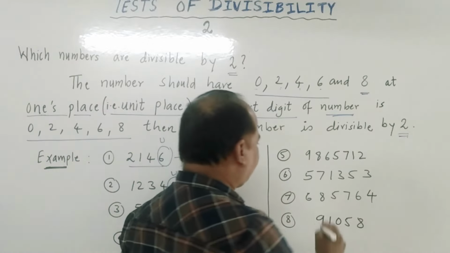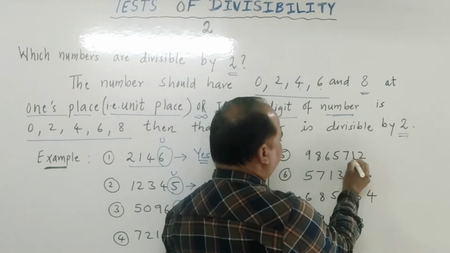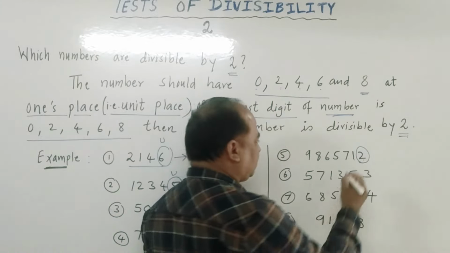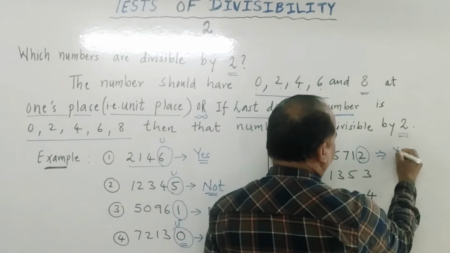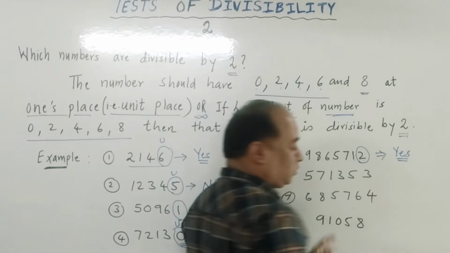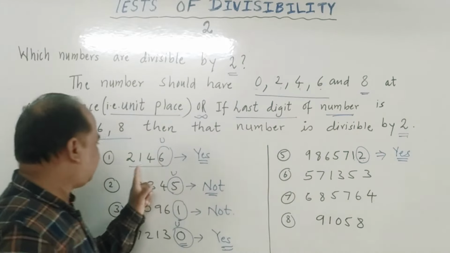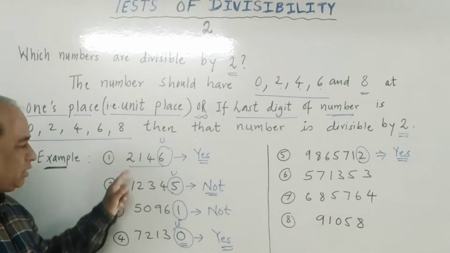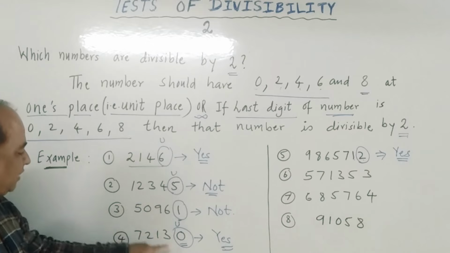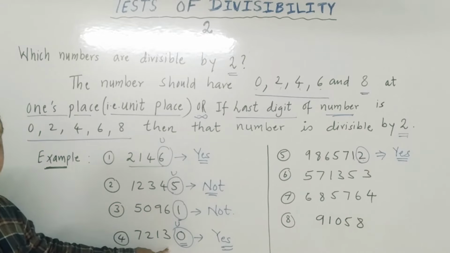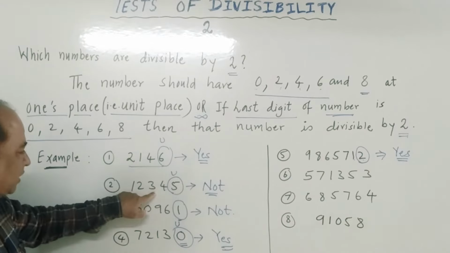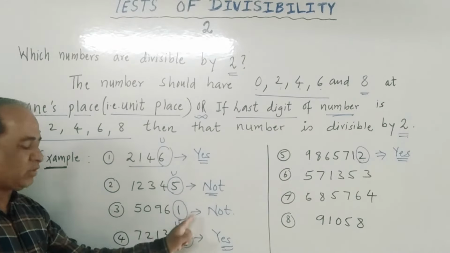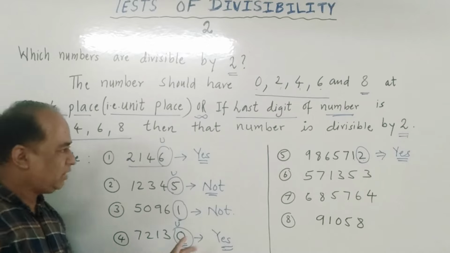Then this number, 9865,712. Now 2 is at the unit place, so it is divisible by 2. When we divide these numbers by 2, the remainder will be 0. If you divide the other numbers by 2, you will not get remainder 0, so they are not completely divisible by 2.